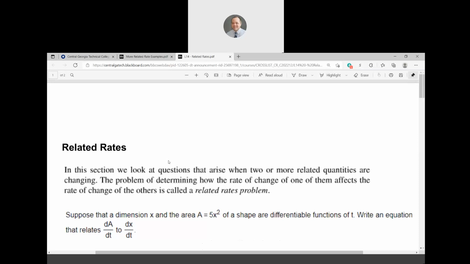In this lesson, we look at questions that arise when two or more related quantities are changing. A good example is trying to find how fast the area of a circle is increasing when the radius is a certain number of meters, with respect to time. The problem of determining how the rate of change of one of them affects the rate of change of the others is called a related rates problem.